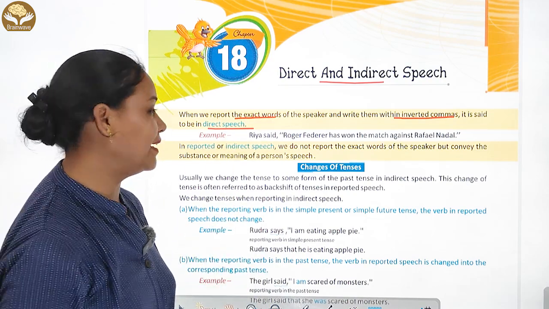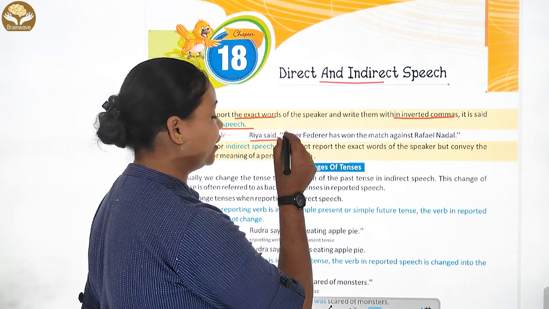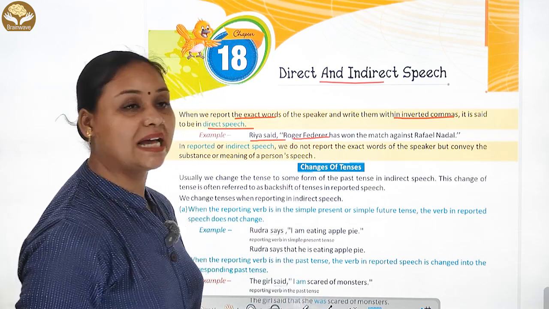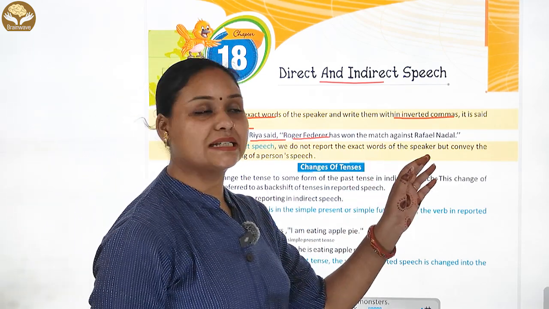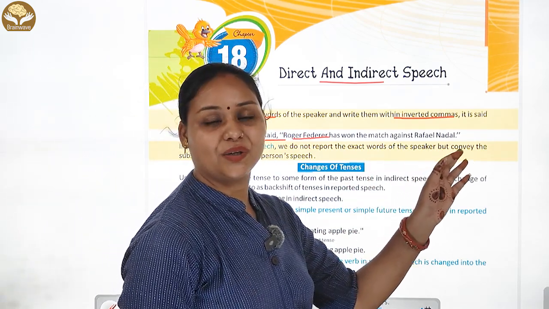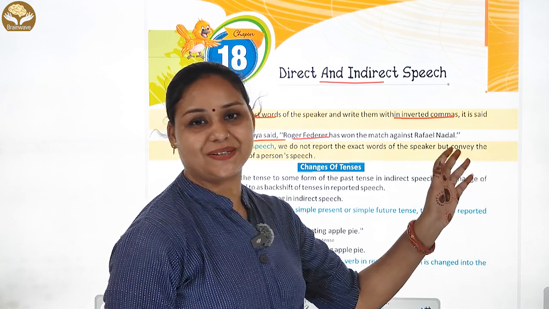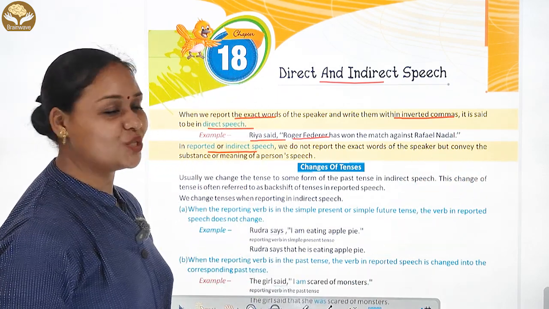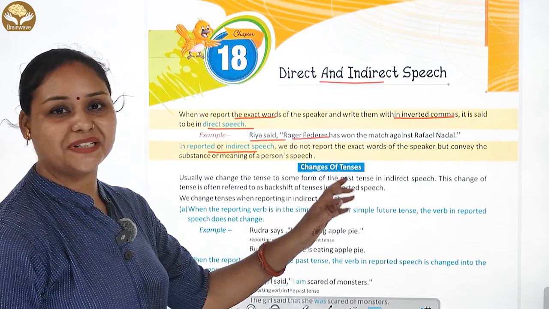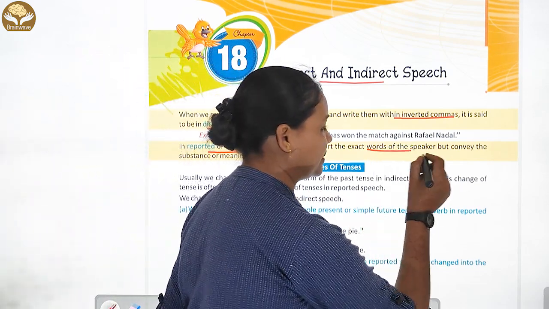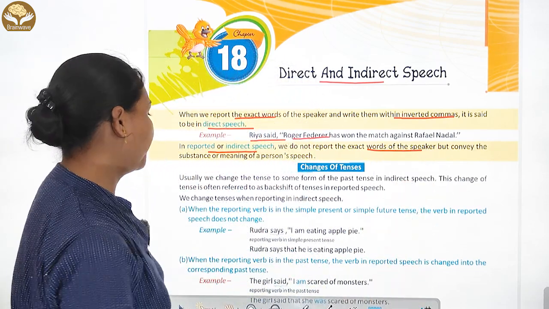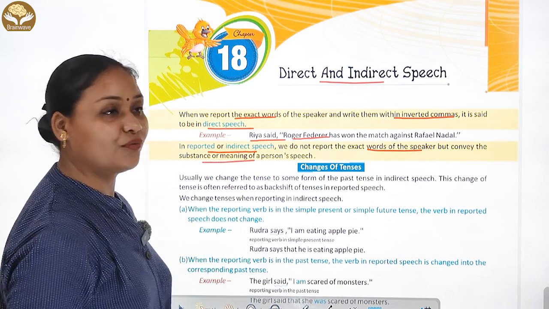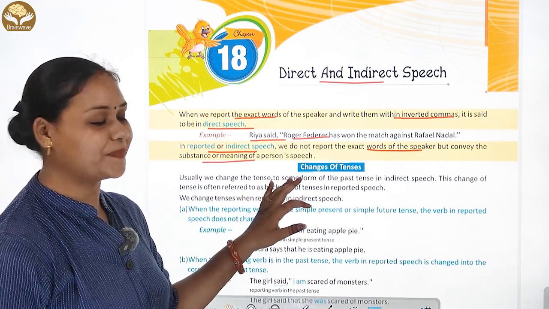Example: प्रिया ने कहा, inverted comma begin, Roger Federer has won the match against Rafael Nadal, inverted comma close. Okay, चलिए, in reported and indirect speech we don't report the exact words of the speaker but convey the substance or the meaning of a person's speech.